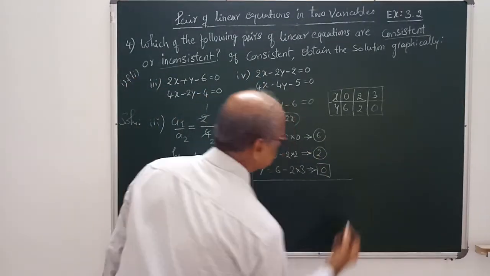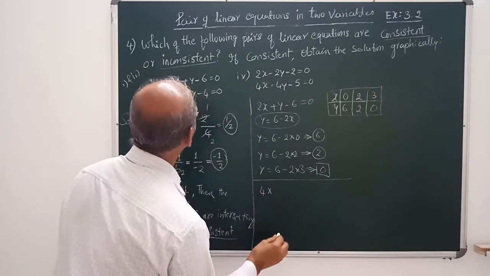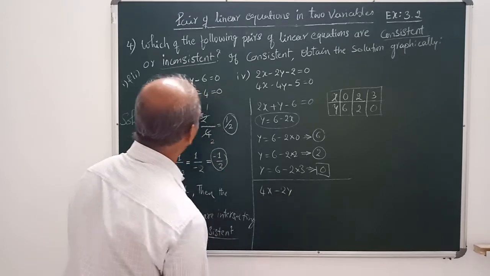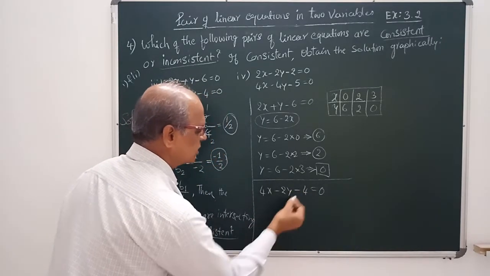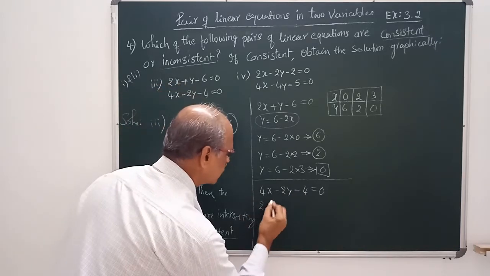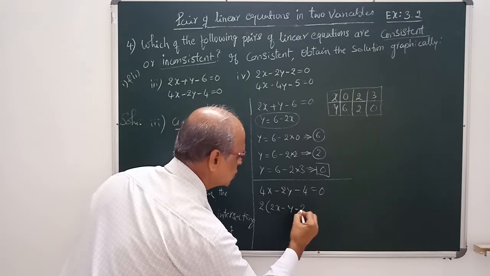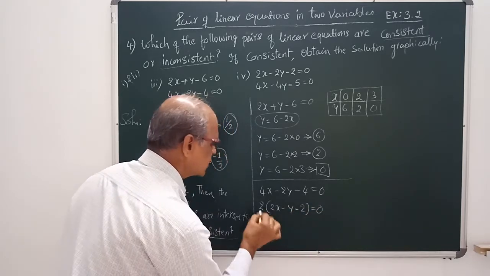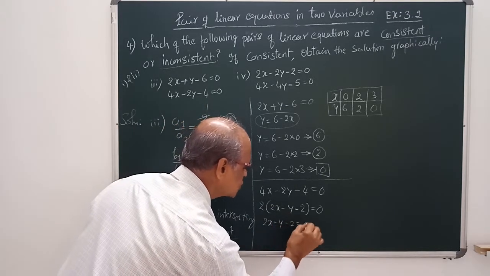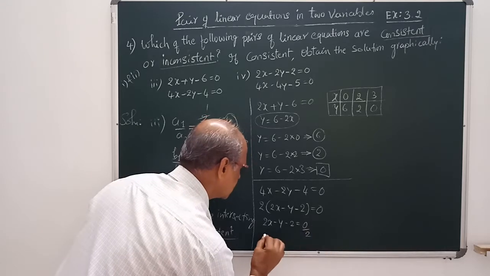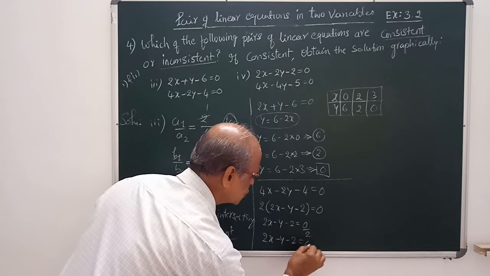What do I do? I will go for the second equation. That is 4x minus 2y minus 4 is equal to 0. Let me simplify this one. That means take out 2 common: 2x minus y minus 2 is equal to 0. Send this 2 to that side, 2x minus y minus 2 is equal to 0 divided by 2. The next equation becomes 2x minus y minus 2 is equal to 0.